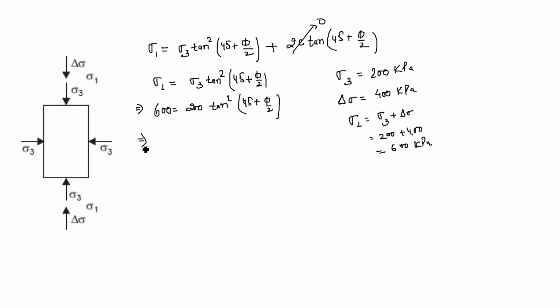So from here we can say this 200 and 600 will be cancelled with 3. So tan square (45 plus phi by 2) is equal to 3. So this is for the drained triaxial compression test.